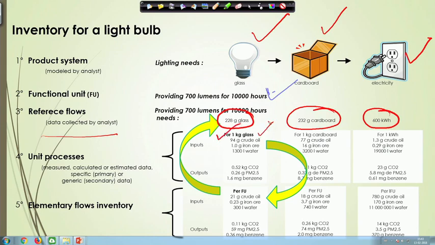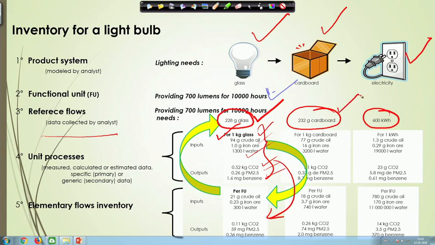So, for the unit process, say for 1 kg of glass, we know it requires 94 grams of crude oil, 1 gram of iron ore, 300 liters of water, and it releases 0.52 kg of CO2, 0.26 of PM2.5, 1.6 milligrams of benzene. So, that is the emissions coming out. This is for 1 kg. We have to know for 228 grams. If for 1 kg it is this much, how much will it be for 228 grams? Using these values, we can calculate.